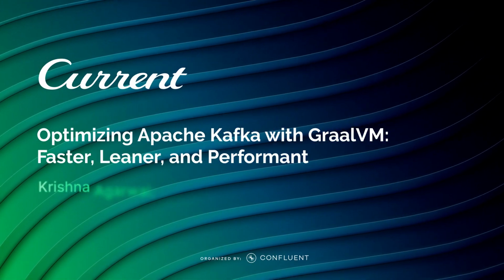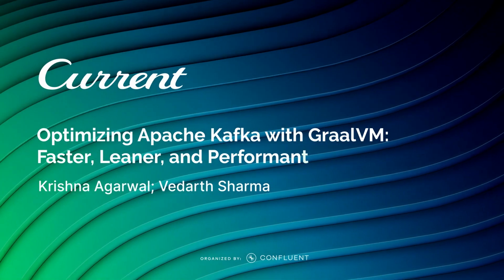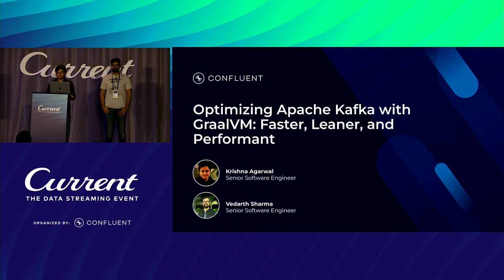So basically, we will be learning about how to run Apache Kafka natively. That is, running Apache Kafka without JVM. So we will explore how we have created a native executable for Apache Kafka and packaged it into a highly efficient Docker image.